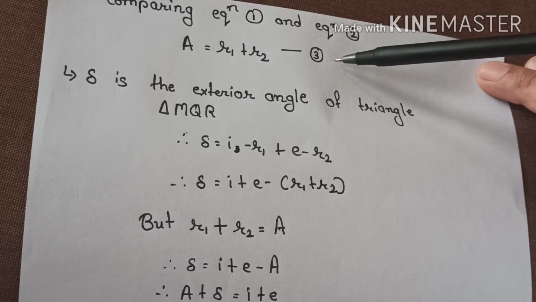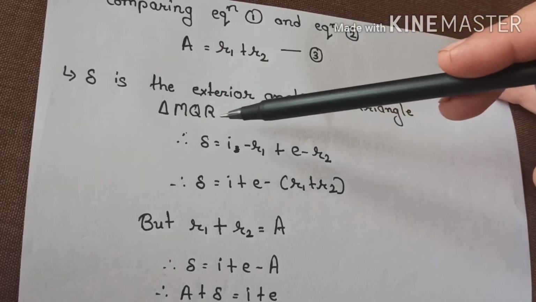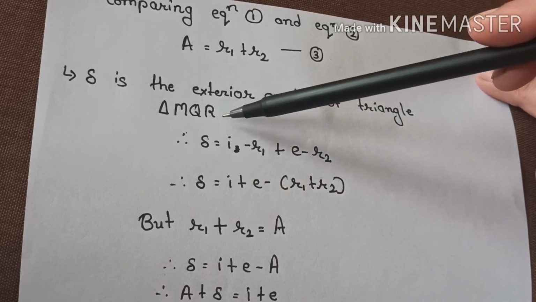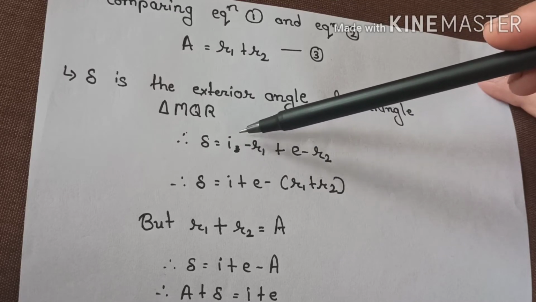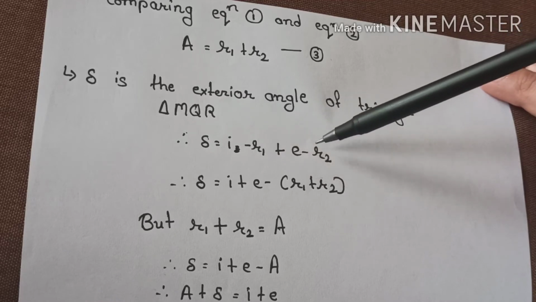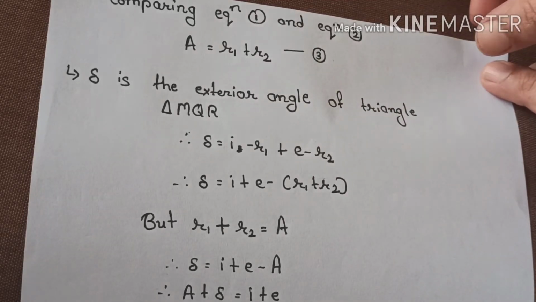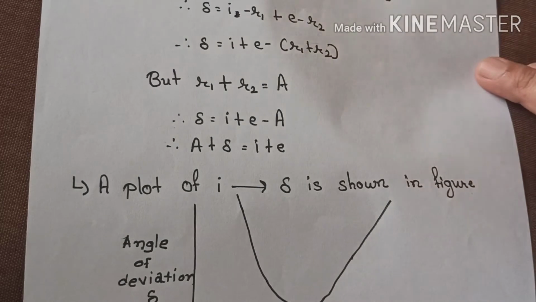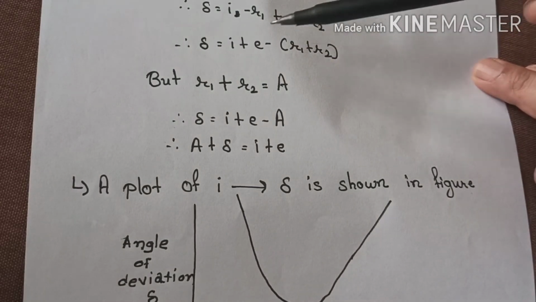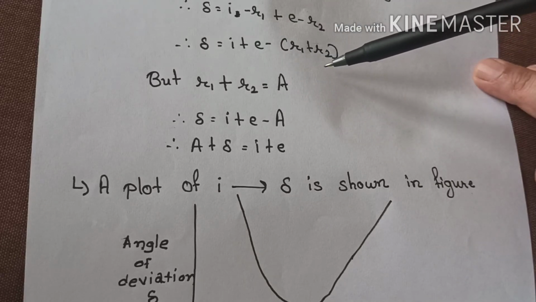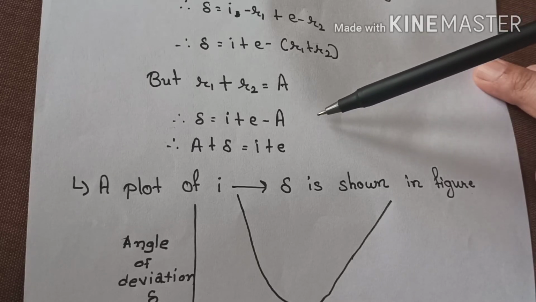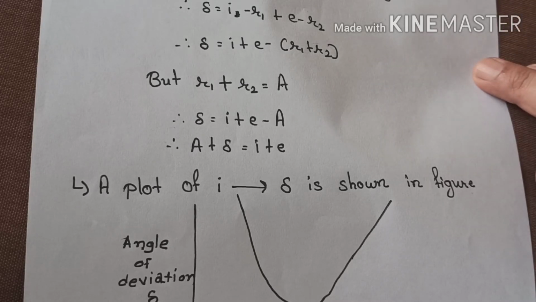Now here, delta is the exterior angle for the triangle MQR. Exterior angle is the sum of the opposite interior angles. What are those opposite angles? I minus R1 and E minus R2. Keep R1 and R2 in one bracket, and you know R1 plus R2 is A, so we come to a nice expression: delta is equal to I plus E minus A. Therefore A plus delta is equal to I plus E. This is a useful expression, may be asked in exam.